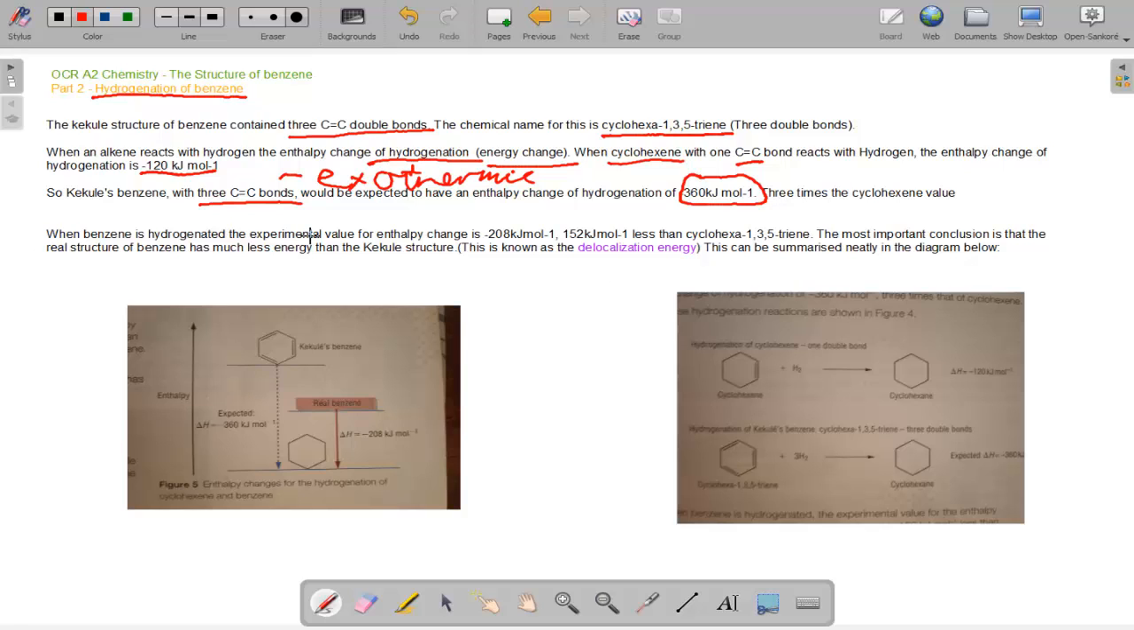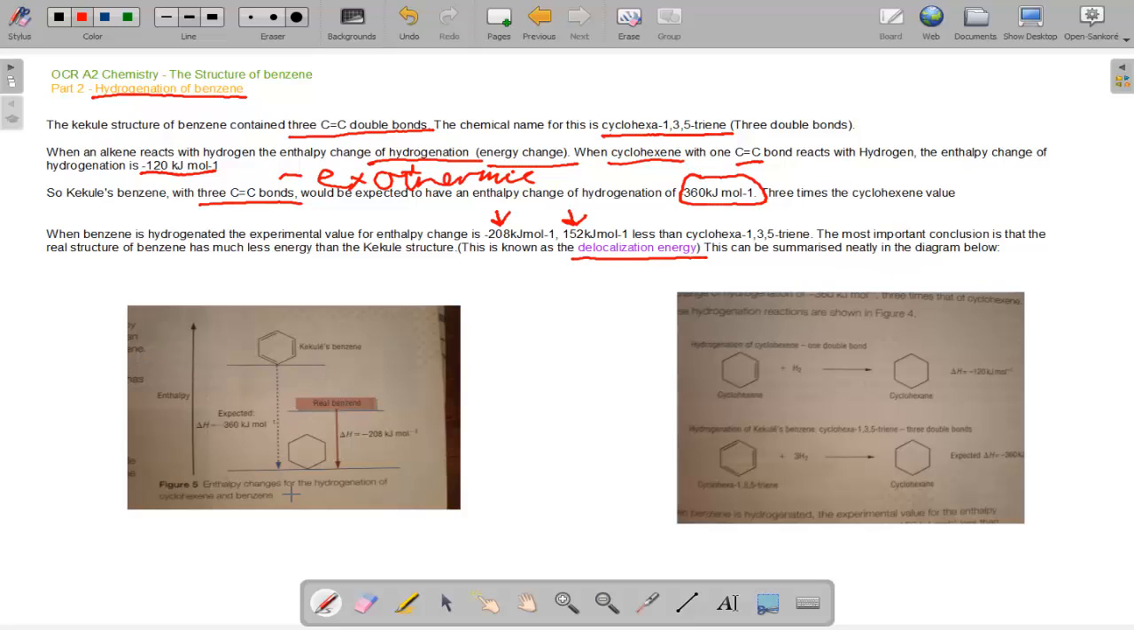But when benzene is hydrogenated, the experimental value of the enthalpy change is negative 208. So it's 152 kilojoules per mole less than cyclohexa-1,3,5-triene. The most important conclusion is that the real structure of benzene has much less energy than the Kekule structure. So this is called delocalization energy. This is because of the delocalized electrons giving off a little bit of energy.